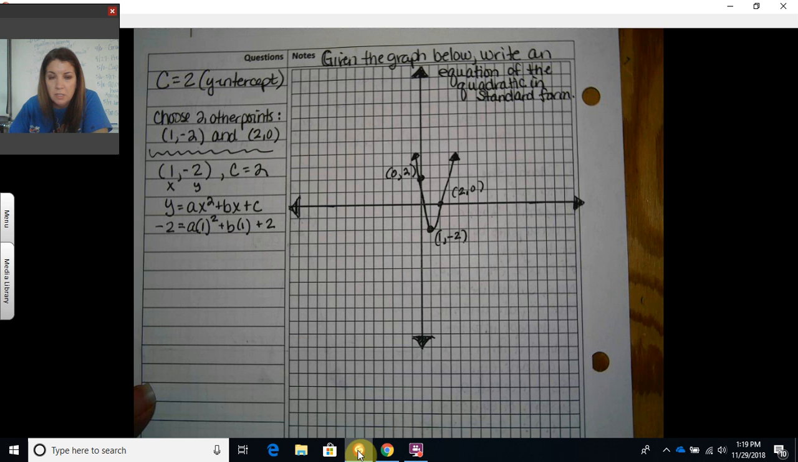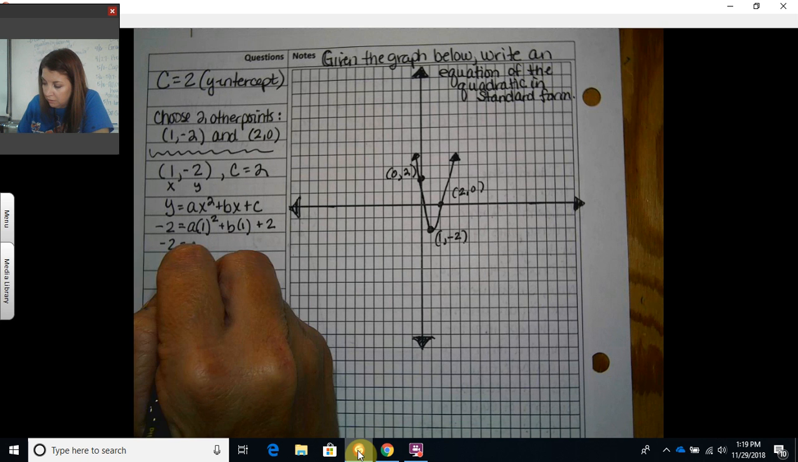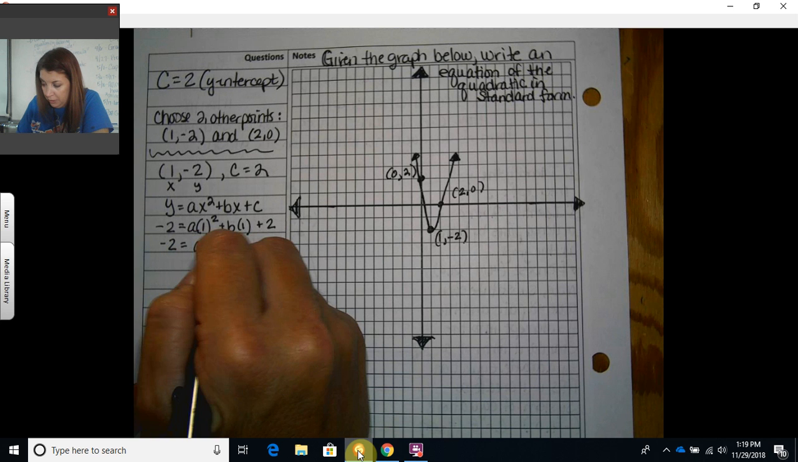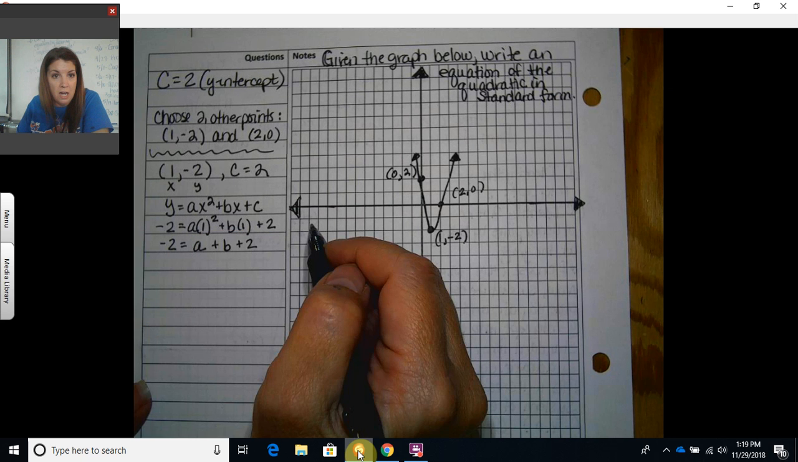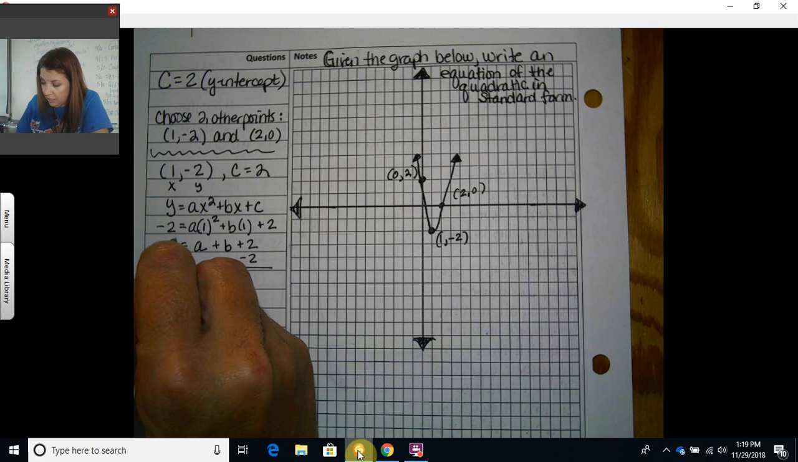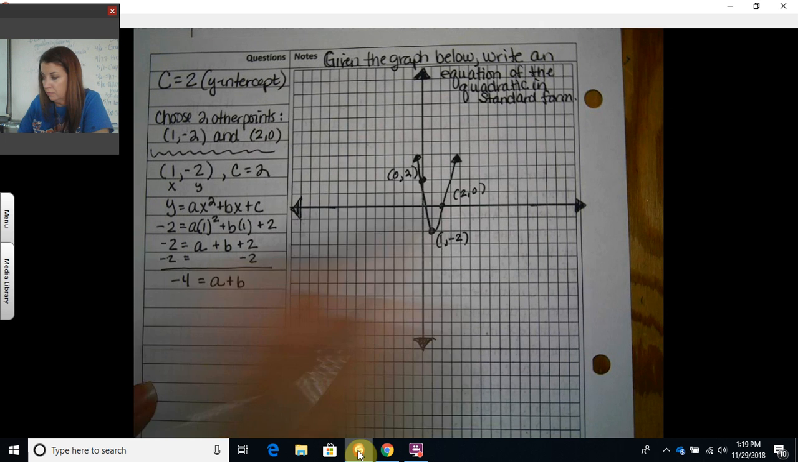I get negative 2 equals, what's 1 squared times a? A. What's positive b times 1? Positive b. And then I bring down the plus 2. I'm going to move it over to the constant on the other side because they're like terms. So I have negative 4 equals a plus b. What do I do with that at this moment?